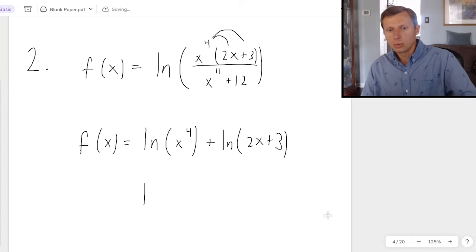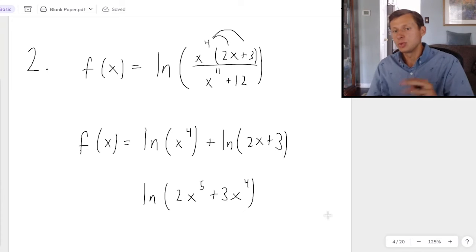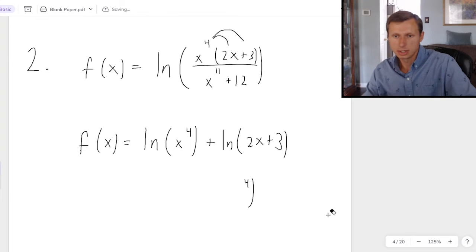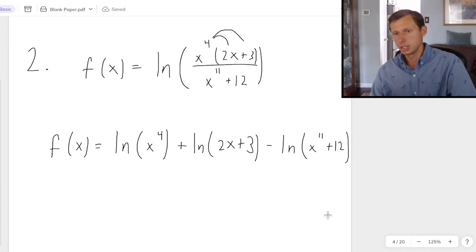Your numerator would just be natural log of 2x to the 5th plus 3x to the 4th. And if you did it this way, that's absolutely fine. I'm not going to do it this way, just so you know. But there's nothing wrong with it, so don't feel bad if you did it that way. And then of course, to finish off this line, I do have to subtract the denominator. It is going to be minus natural log of x to the 11th plus 12.